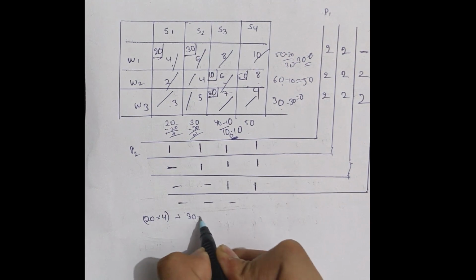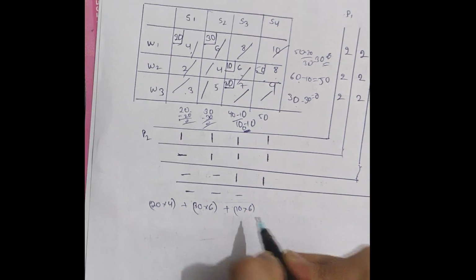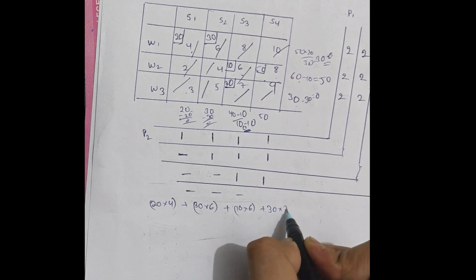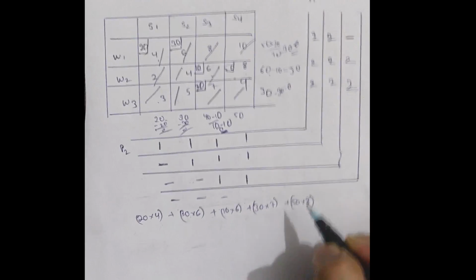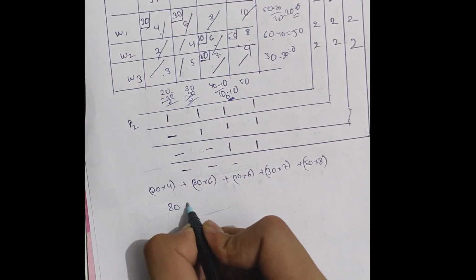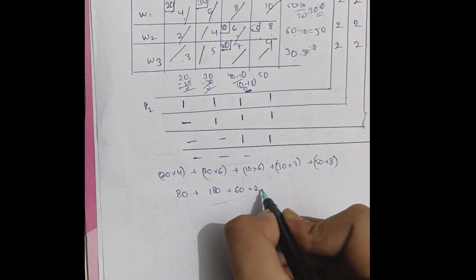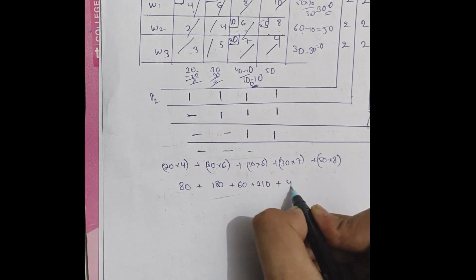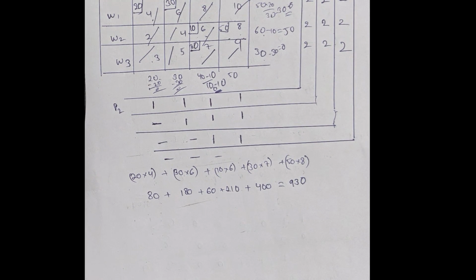plus 30 into 6 plus 10 into 6 plus 30 into 7 plus 50 into 8. Okay, now what is the value? 80 plus 180 plus 60 plus 210 plus 400. Now what is the addition of the? So in this one also the answer is 930.